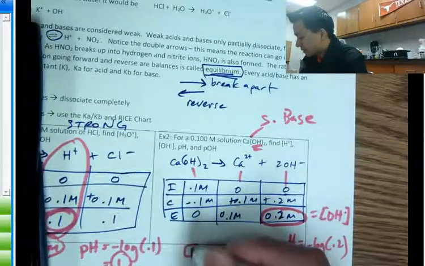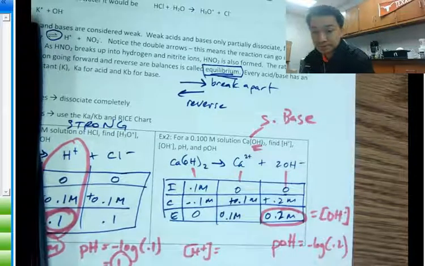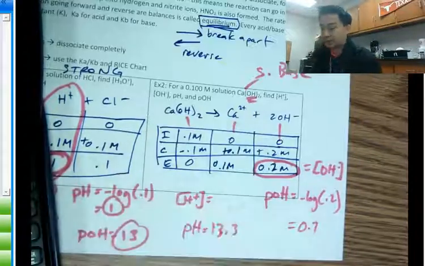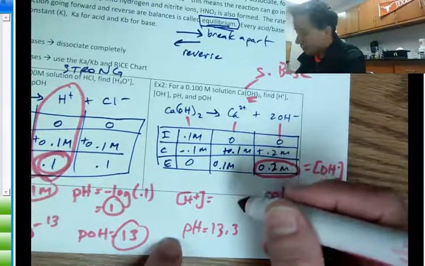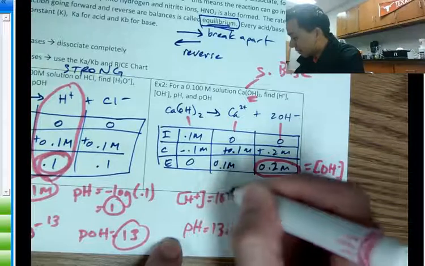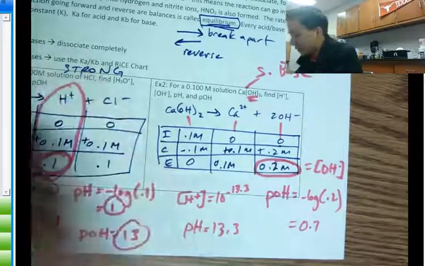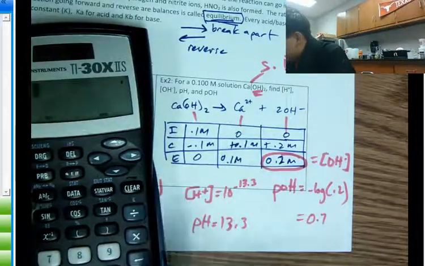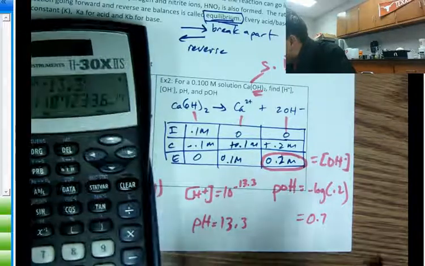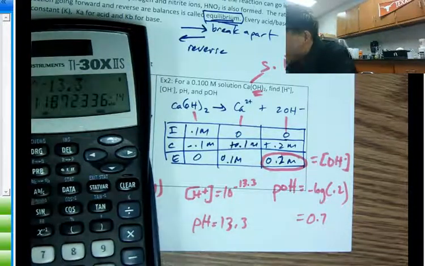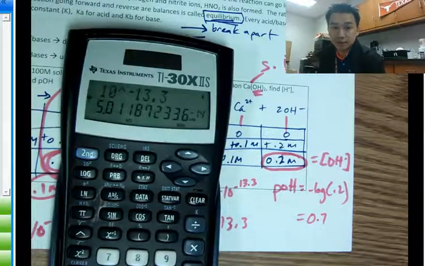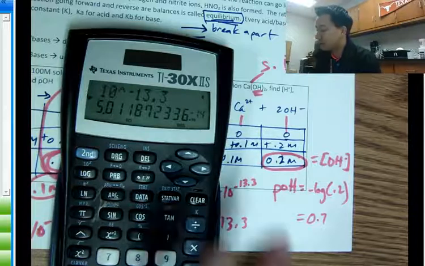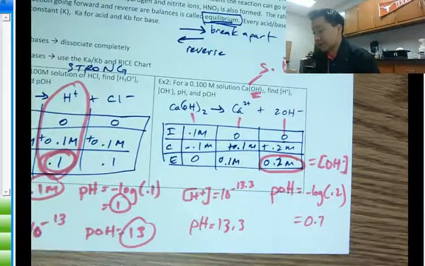Then H plus. The pH is 13.3. There you go. H plus is 10 raised to the negative 13.3. You've got to punch that in: 10 raised to the negative 13.3. And there you have it: 5.01 times 10 to the negative 14. Okay? And that's how you find those things. Okay, to the next page.